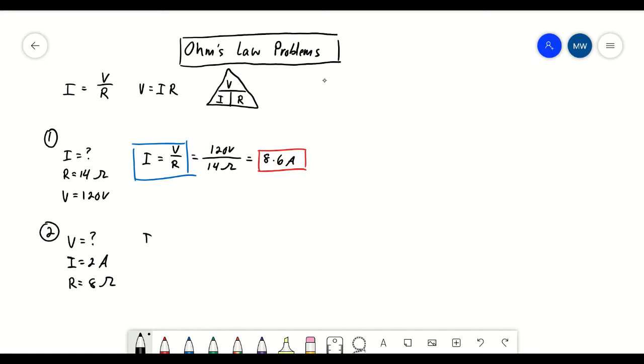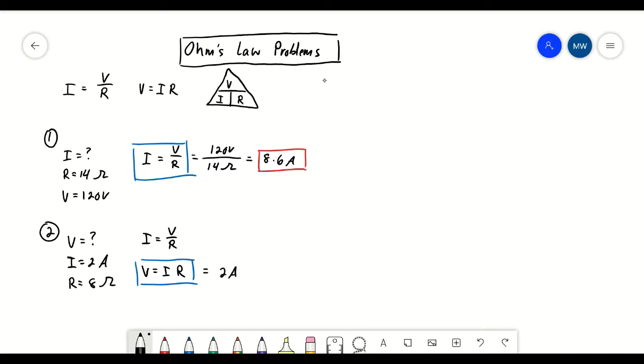So we can always start with I equals V over R. Now I have it written up here, V equals IR, but you can always use your triangle trick. And so since we need to solve this for voltage, we need to rewrite this as V equals IR. So it's important that we write out the equation and solve for the variable that we need. Now let's put the numbers in.